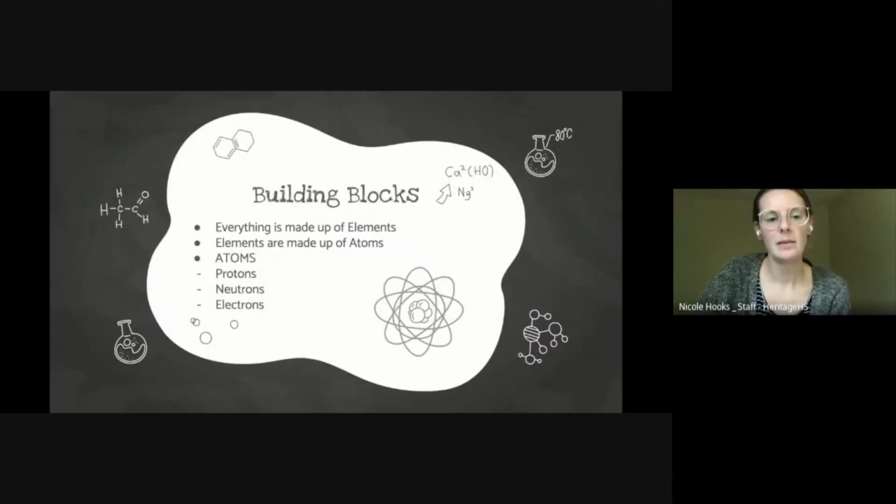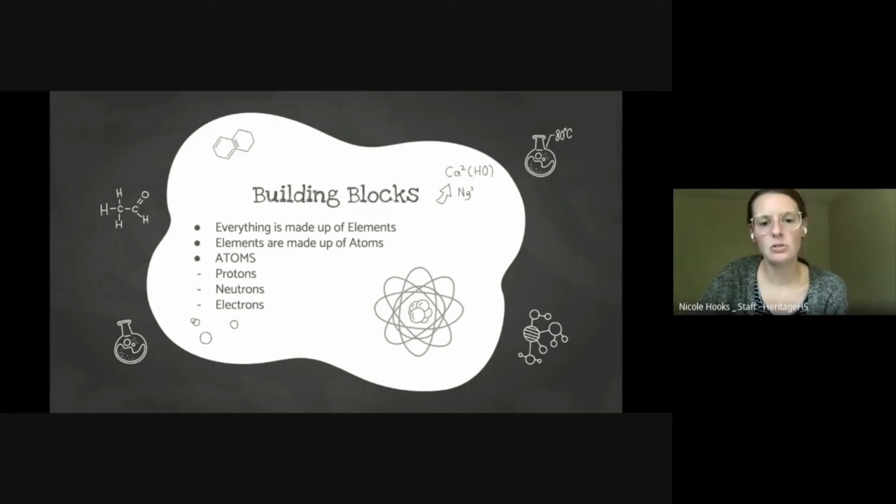So atoms are the building blocks. Everything is made up of elements. Elements are just types of atoms, essentially. And atoms are made up of three subatomic particles, and those are protons, neutrons, and electrons. Protons are positively charged, and neutrons have no charge. Neutron or neutral helps me remember that they have no charge.